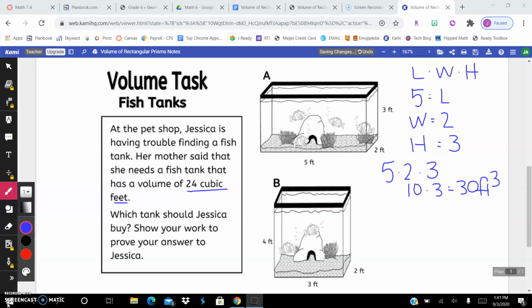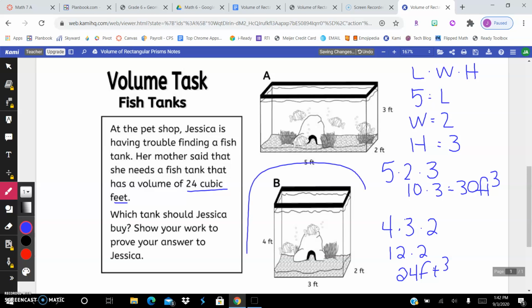Tank B is 4, 3, and 2. So we can do 4 times 3 times 2. Or we could do 3 times 2 times 4. It does not matter because remember with multiplication, if you're doing all multiplication, you can do it in any order. So this would end up being 12 times 2, and 12 times 2 is 24 feet cubed or 24 cubic feet. So Jessica probably should bring home tank B.